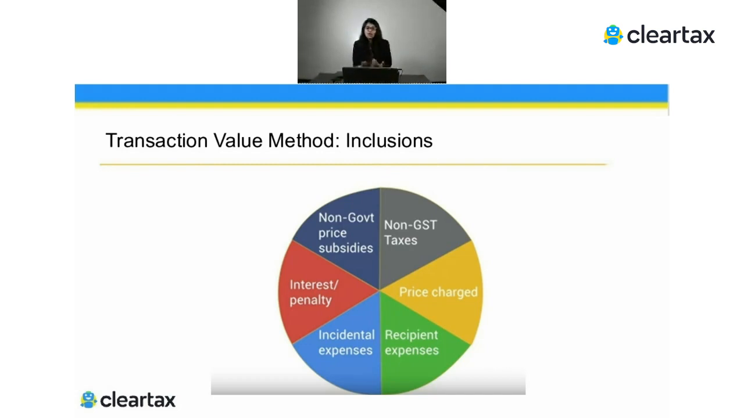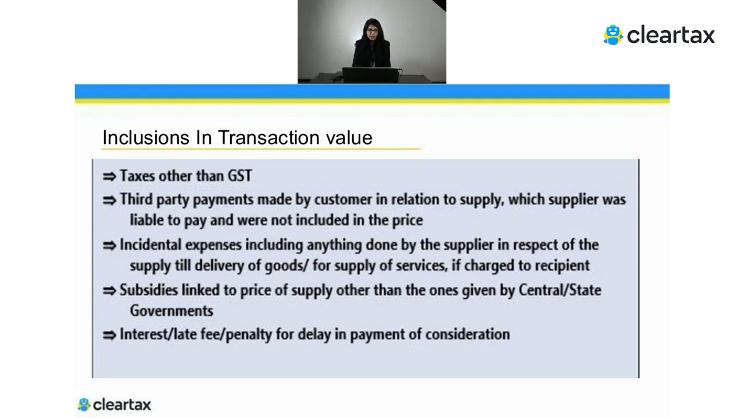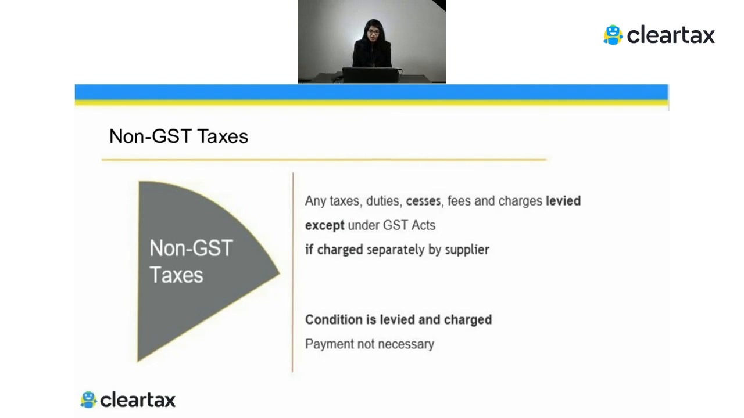Now the question comes in, what needs to be included while I'm charging GST on this particular transaction and what needs to be excluded. So if we talk about the first part, what is included was non-GST taxes. One example we have talked about, let's say basic custom duty. Basic custom duty is not part of GST, right? So in this case, this will be included. Other than this, if there are certain other taxes which are not part of GST, which is not IGST, CGST, SGST or compensation cess, then that particular tax will be included while you are computing the taxable value. So any taxes, duties, cess, fees and charges levied except under the GST Act, if charged separately by the supplier, will be included while you are computing this transaction value.